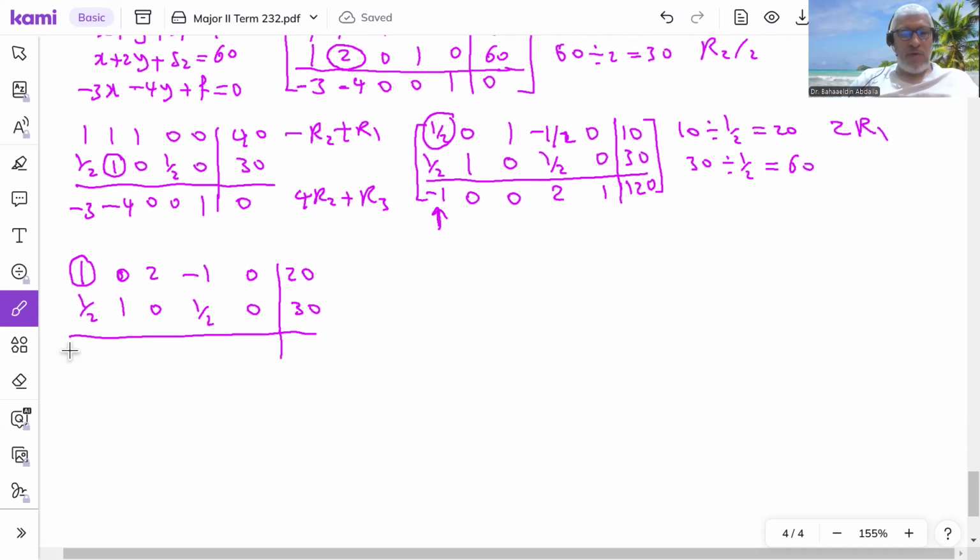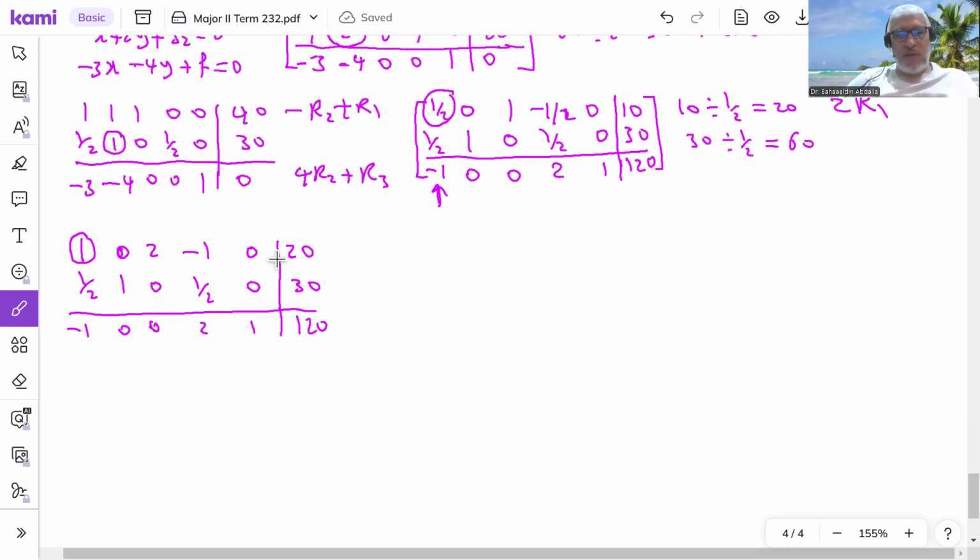I write the other rows. And now I should use this one to make the other numbers zeros. So to make half zero, I multiply row 1 by half and add it to row 2. To make negative 1, 0, I add row 1 and row 3. Multiply row 1 by 1 and add.